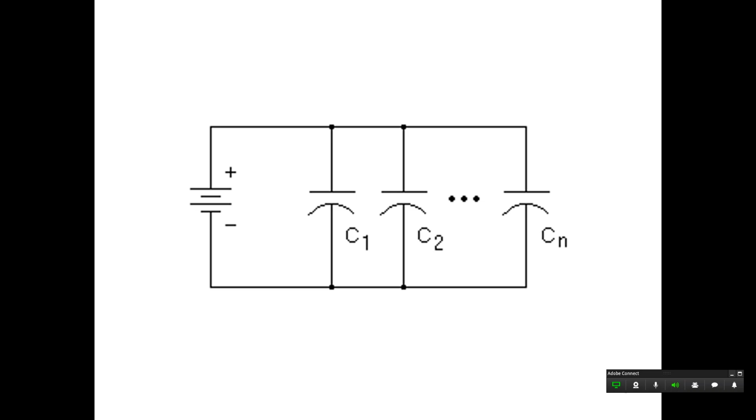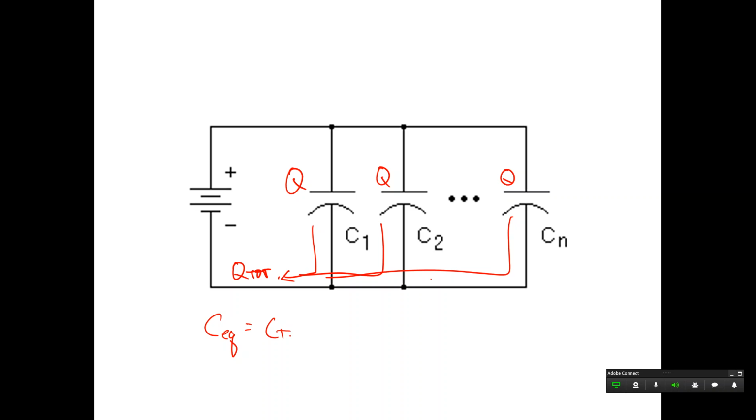And each one of these capacitors is going to have a charge Q. This is going to be Q, this one's going to be Q, and this one's going to be Q. And when they come together, they have Q total. And in order to find the equivalent capacitance, or the total capacitance, or the parallel capacitance, you just add them up. And so you would say that CEQ is equal to the sum of all capacitance Ci from i equal to 1.